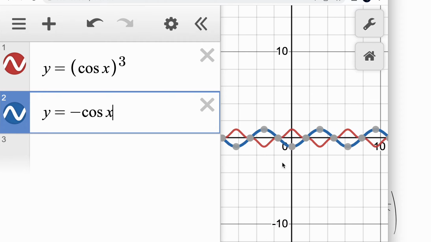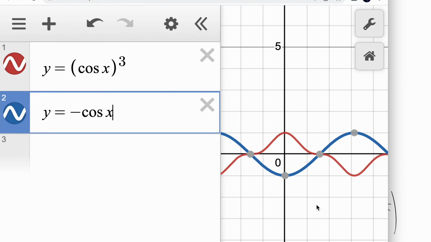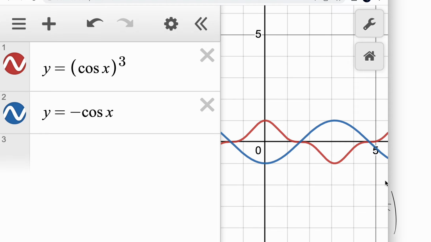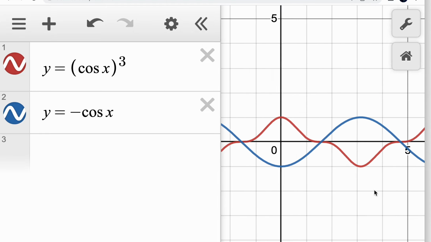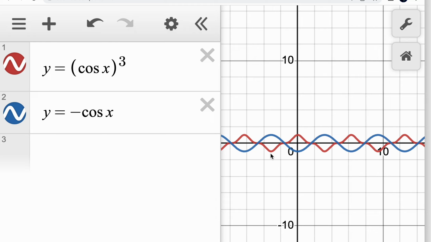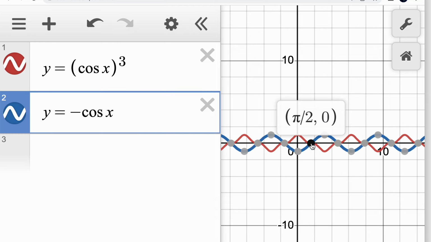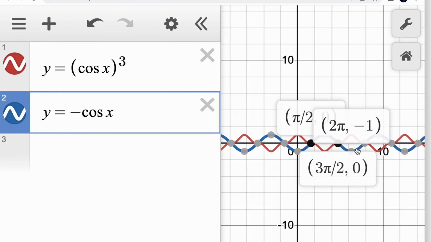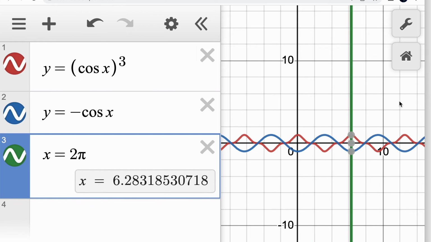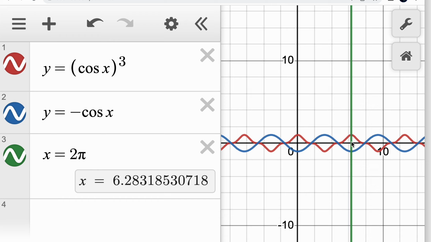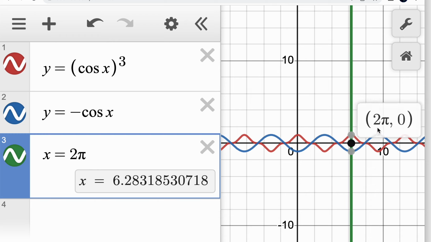And what we're looking for is places where they intersect on the interval 0 to 2 pi. That's what the question asked for. So we do have an intersection here at pi over 2, also at 3 pi over 2. There's the end of the interval that they're asking for. They're only asking us to go up to 2 pi, so yeah, those are the only two solutions.